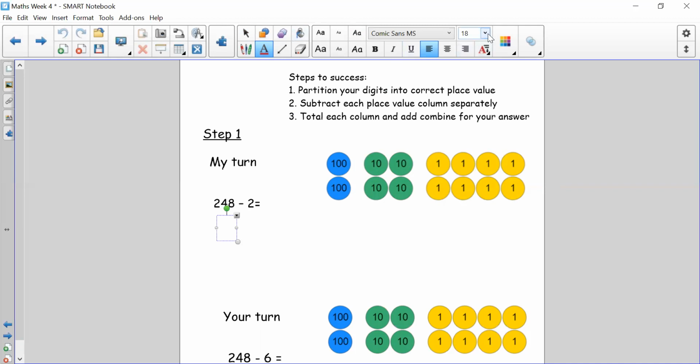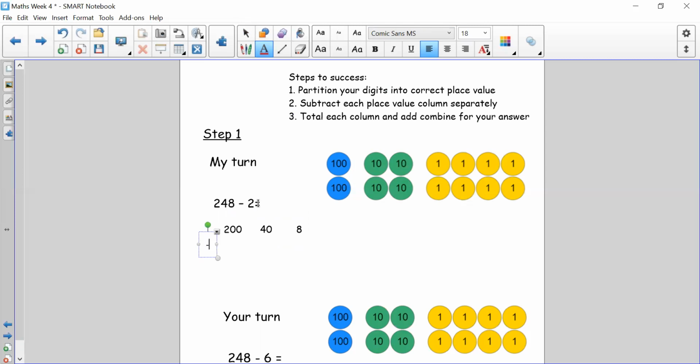To write an expanded method, I need to make sure that I'm partitioning my digits. So 248, well, I can look across at my counters here. I have 200, so I have 200 in my hundreds column. Okay, I need to partition my tens. I have 4 tens, which means I have 40, so that's going to go in my tens column. I have 8 ones, and I need to make sure I put that in my ones column. Okay, so you can see here I've partitioned 248.